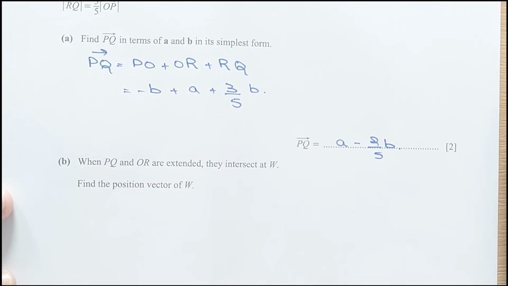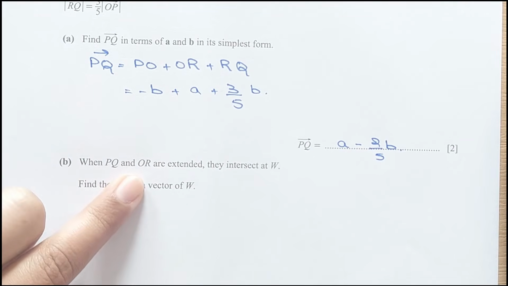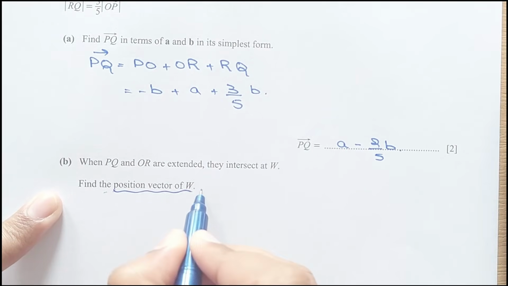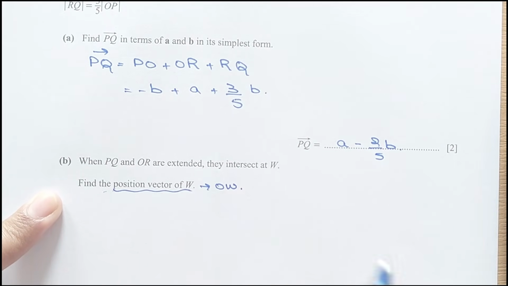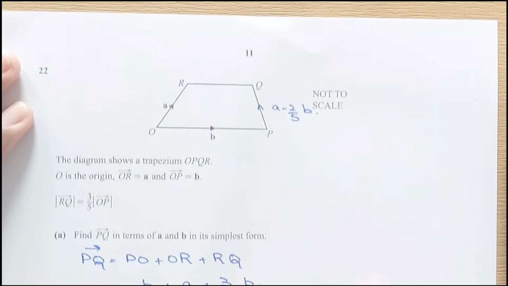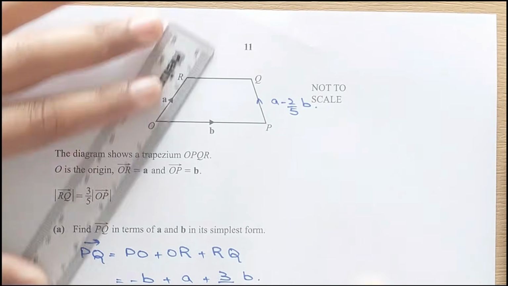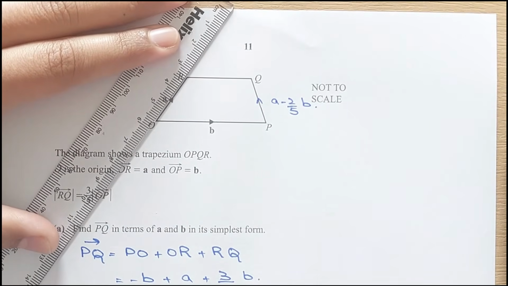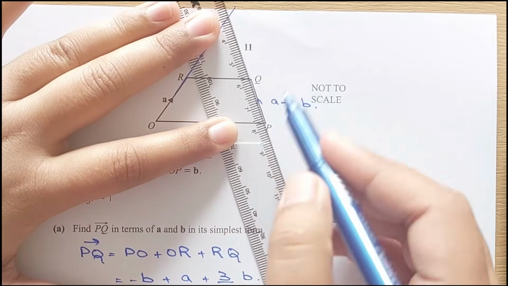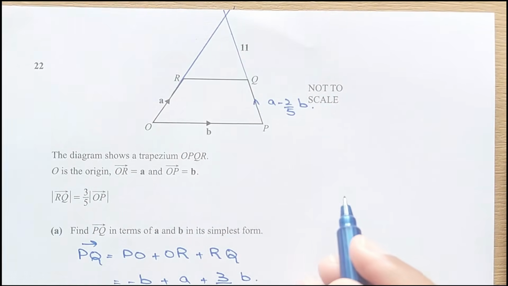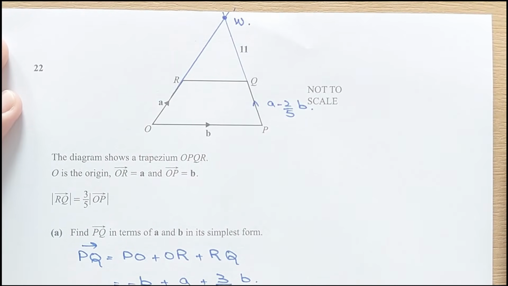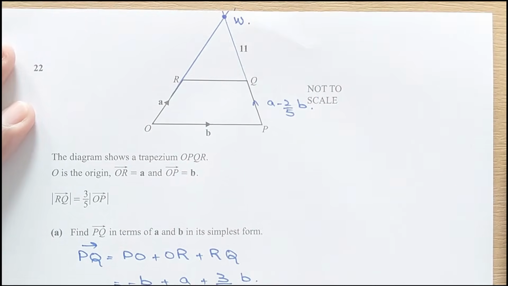Now for the b part, when PQ and OR are extended, they intersect at W. Find the position vector of W. Position vector of W means we have to find OW, right? When PQ and OR are extended, they intersect at point W. So let me extend the two lines. Right, so here we have the point of intersection. So this point is W. We need to find OW, right?